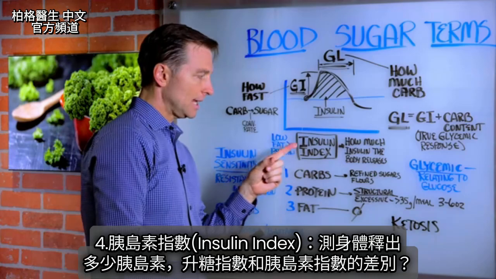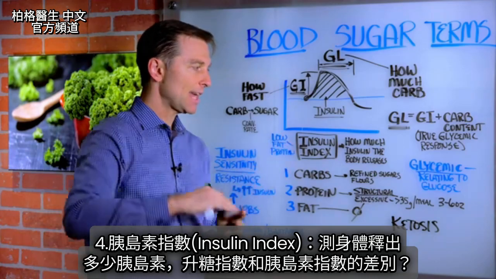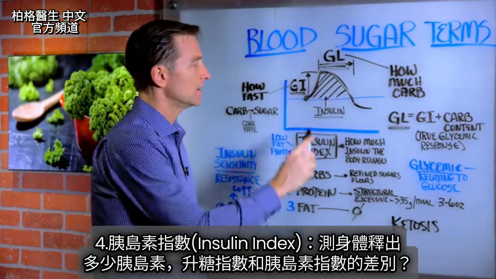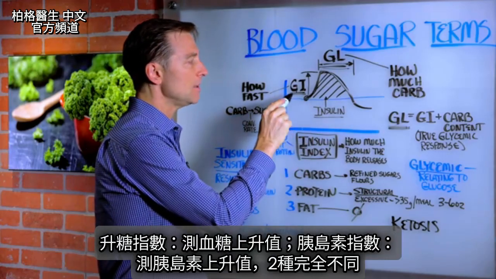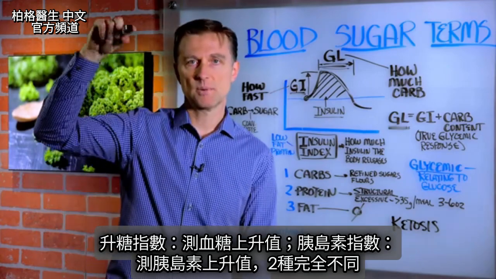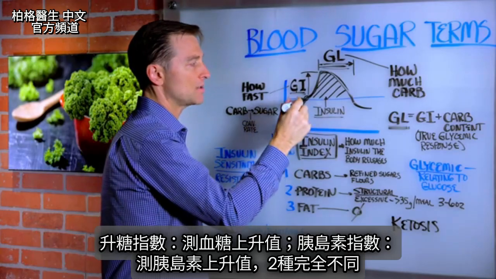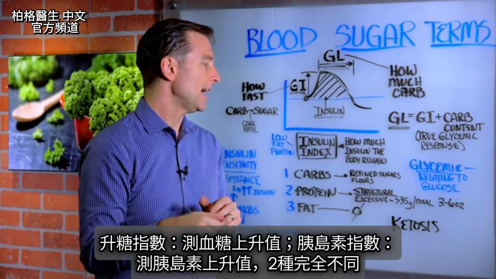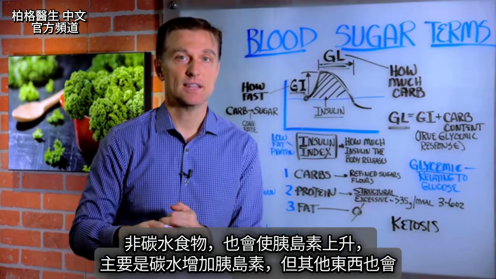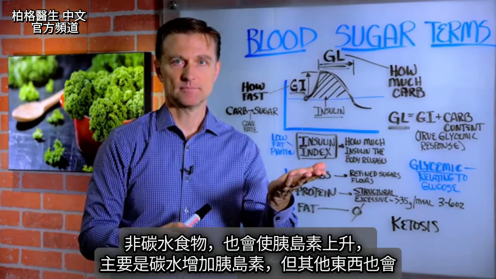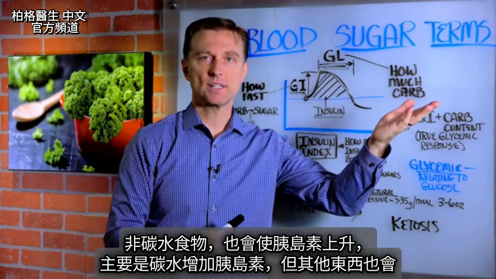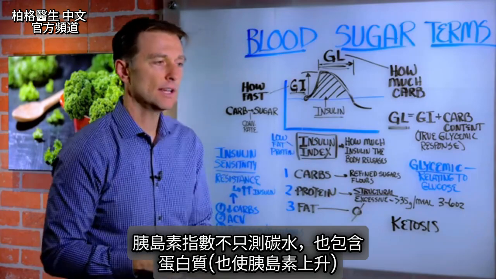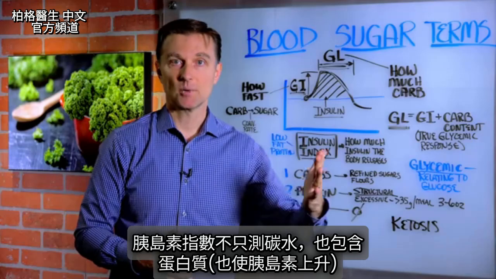Now, let's talk about the insulin index. What is that? That's another scale of how much insulin the body is going to release. The difference between glycemic index and insulin index is that the glycemic index measures the blood sugar spike, and the insulin index measures the insulin spike. Completely different situation. You could have non-carbohydrate things that can spike insulin. Mostly it's carbohydrate that will increase insulin, but other things can trigger insulin too. So the insulin index usually goes beyond just the carbohydrates.